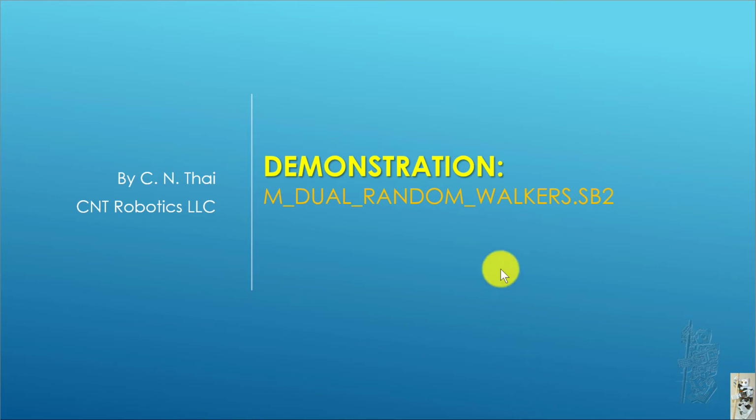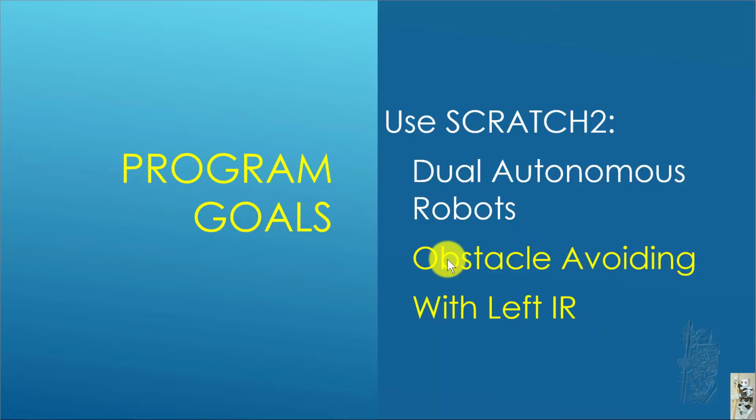Hello everyone, this is a demonstration of the Scratch project Dual Random Walker. So we're using Scratch 2 and we let Scratch 2 control two autonomous robots at the same time. The robot will be able to do random walk, also do obstacle avoiding using the left IR. This is because in the Scratch 2 application of the mini robot, they only let you use the left IR sensor.